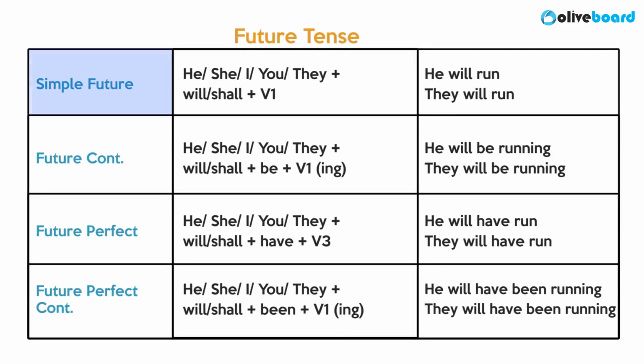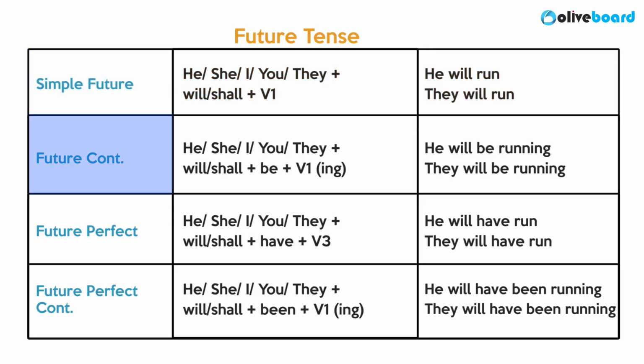The first is the simple future tense. The simple future tense has a construction where we use he, she, I, you, they. उसके साथ either will or shall followed by the first form of the verb. For example, he will run, they will run.